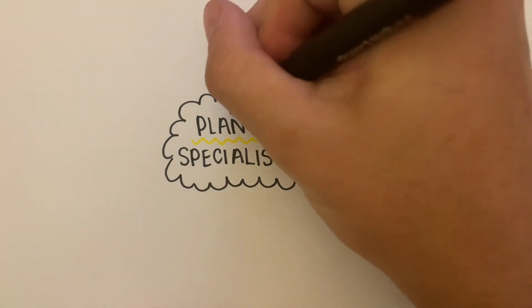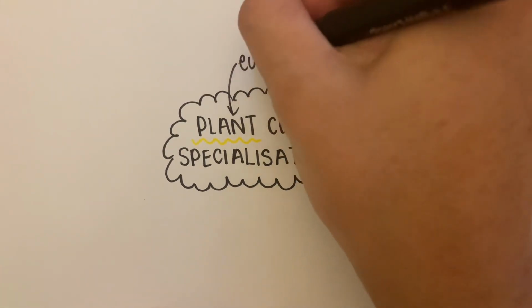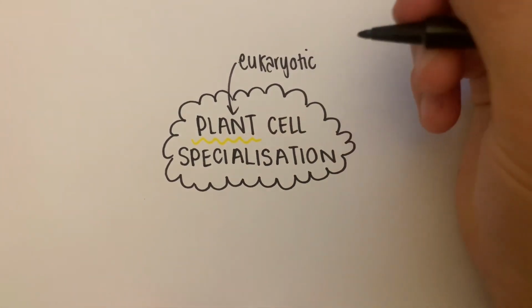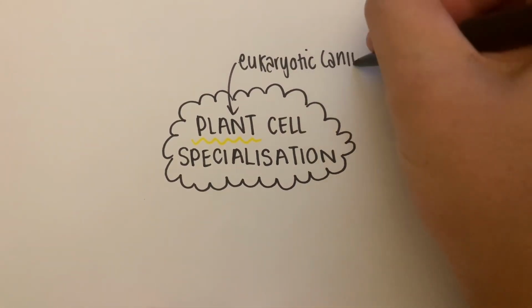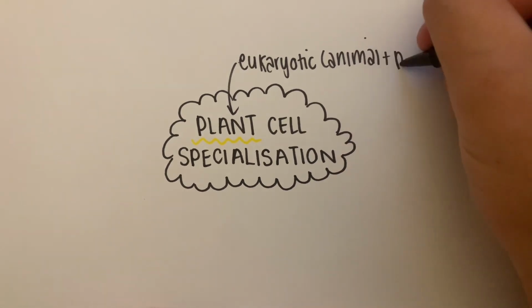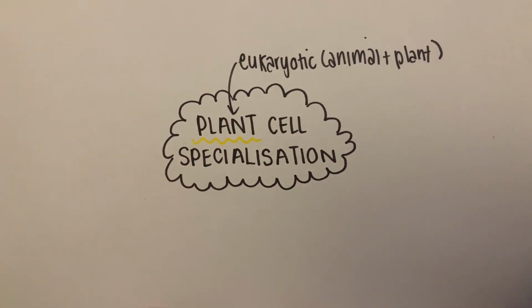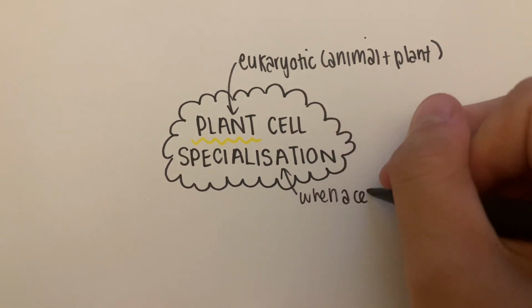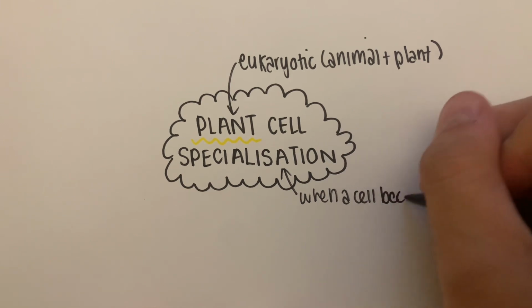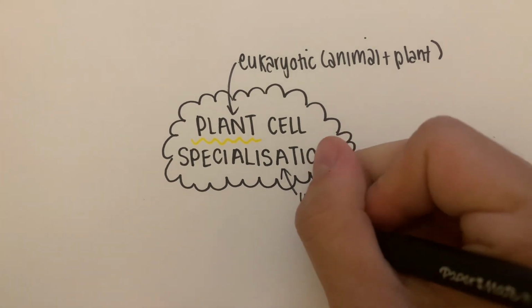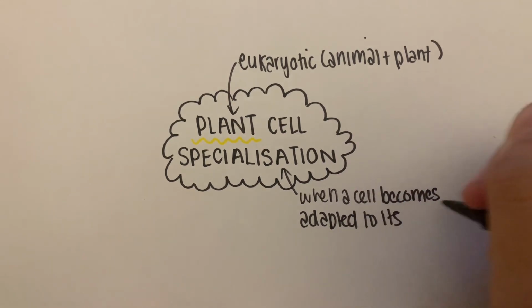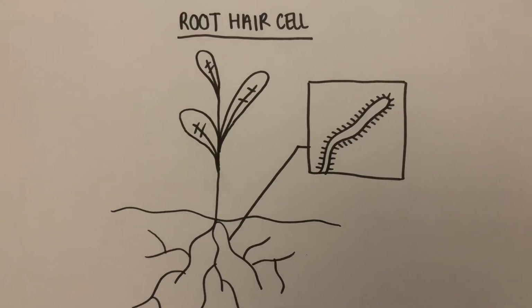So first of all, a plant cell we need to know is eukaryotic, which hopefully you guys know already. Eukaryotic cells are animal and plant cells. And then specialisation is when a cell becomes adapted to its function. First up, we've got the root hair cells.